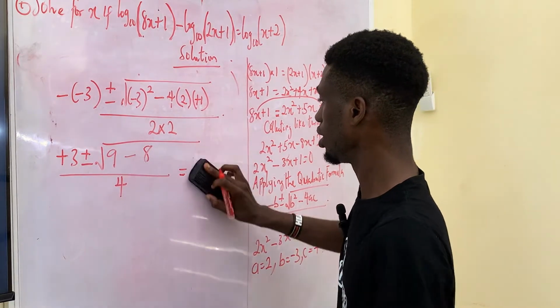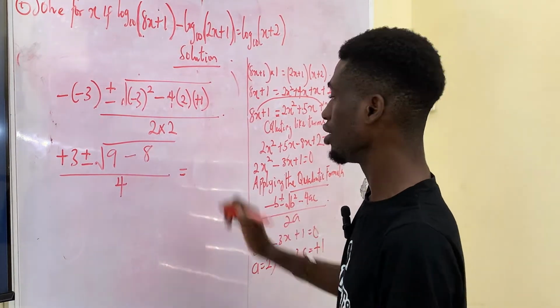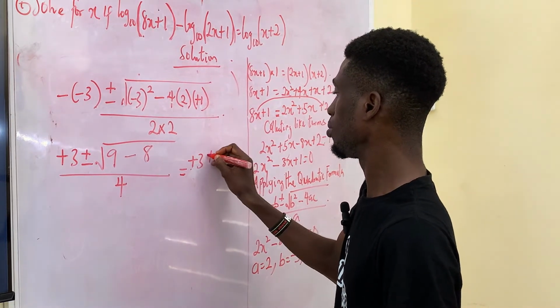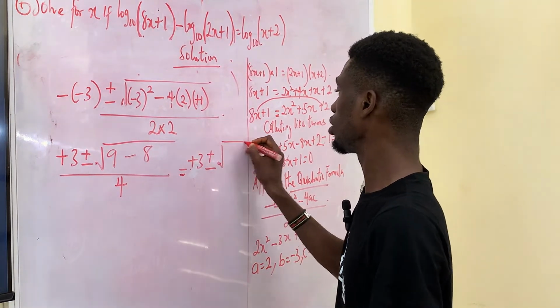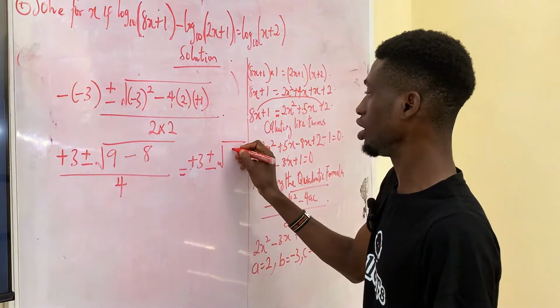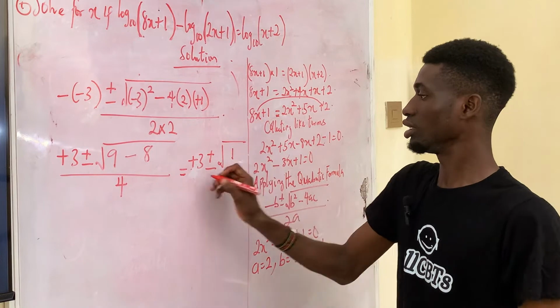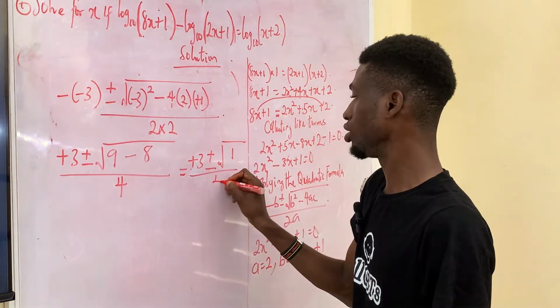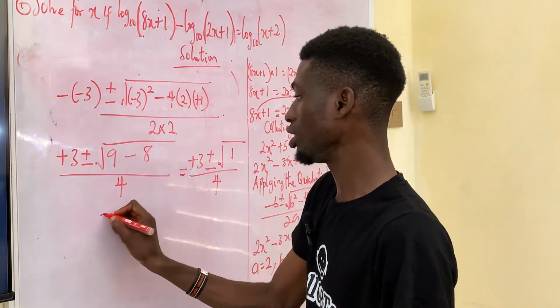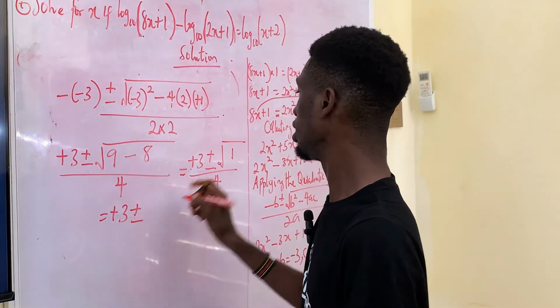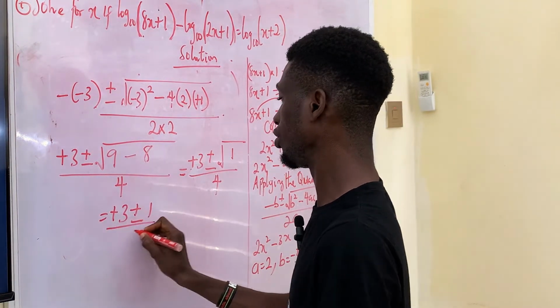So here I'm going to have it as +3, plus or minus square root of 9 minus 8 is going to give me 1, and we know that the square root of 1 is 1. All on what? 4. So here I'm going to have it as +3 plus or minus 1 all on 4.